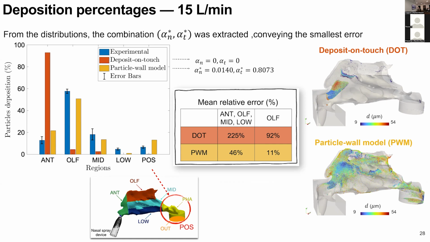And so what we see is that the mean relative error in the first 4 regions was reduced almost by 5% compared to the experimental deposition. In particular, in the olfactory region, where we have the highest percentage of deposition, it was reduced by almost 10%. Also, as you can see, the actual distribution of the particles is quite different. With the deposit on touch, there is a very different type of distribution, while the particle wall model is in line with what they see in the experiments.